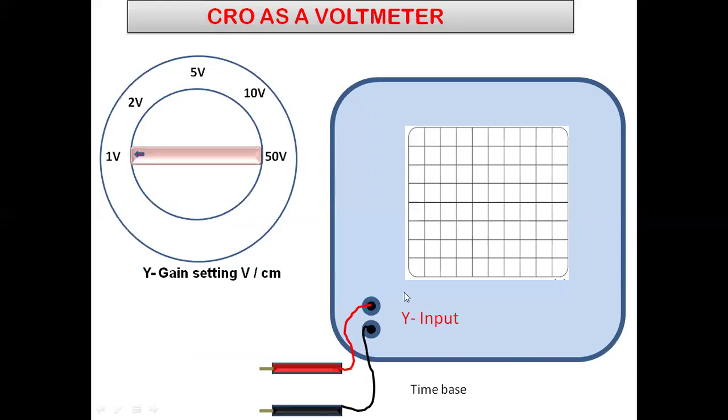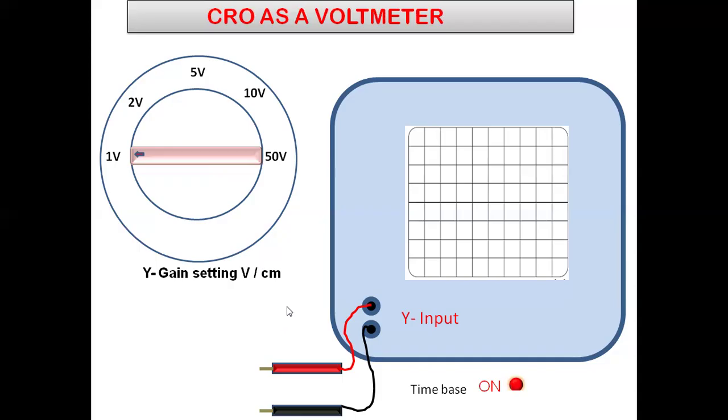So here we have the Y gain setting. The unit is volt per centimeter. It can be volt per division also. One block is one division. One box is one division. And right now the setting is 1 volt per centimeter. 1 centimeter here represents 1 volt. And this is the Y input. These are the connections which we have to provide with any battery or any other circuit.